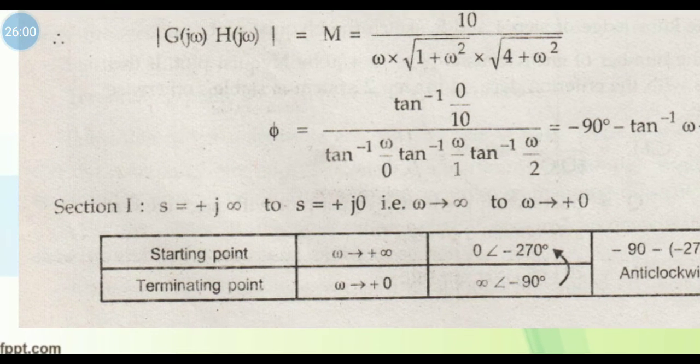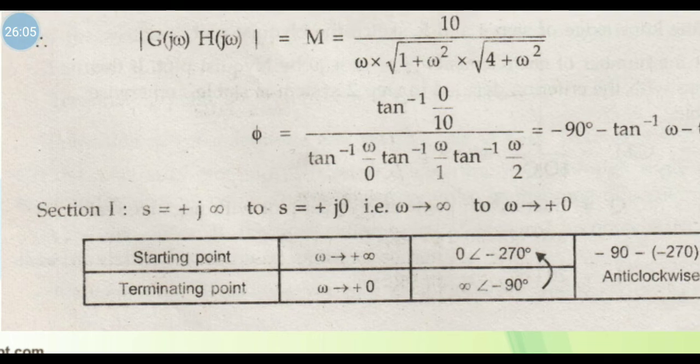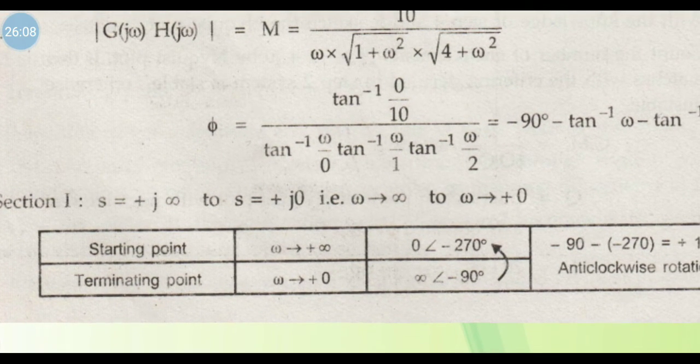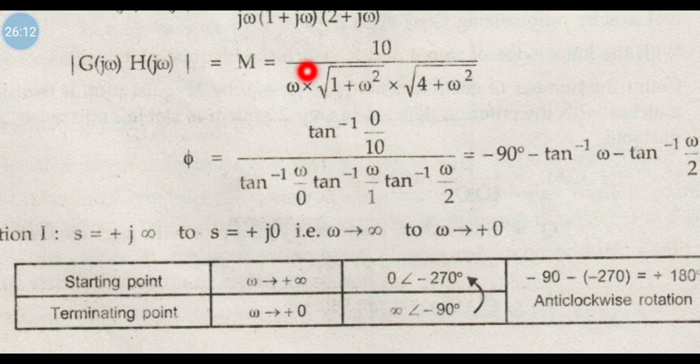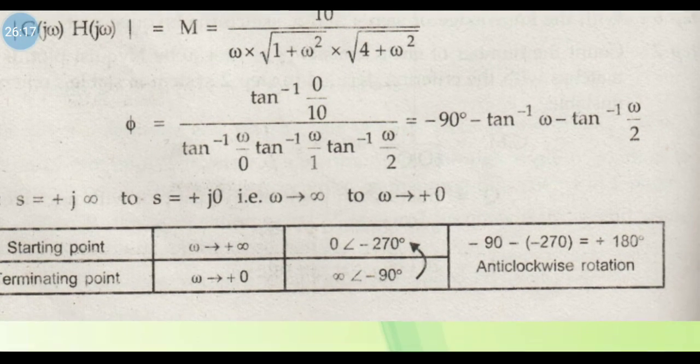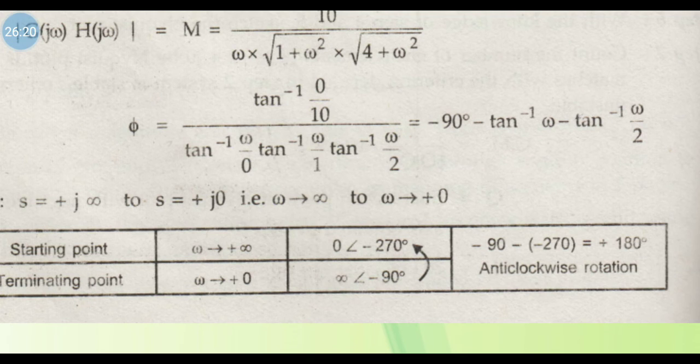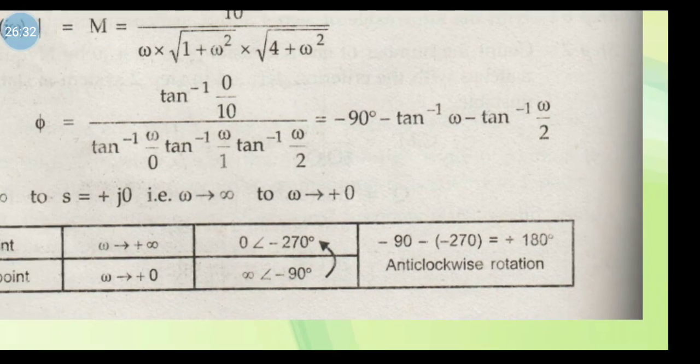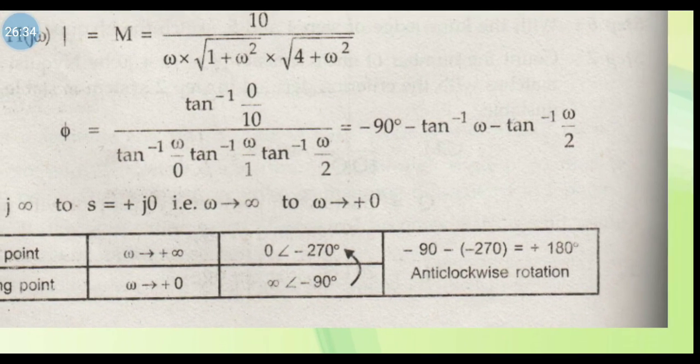Now, the first section is S equal to plus j infinity to S equal to plus j0. So, omega is infinity to omega is plus 0. Starting point omega infinity. Omega infinity means the magnitude will be 0. Angle: omega infinity means this is minus 90 degrees. This is tan inverse infinity. This is also tan inverse infinity. So, minus 90 minus 90 minus 90 will give minus 270 degrees. Okay. Then the terminating point omega plus 0.